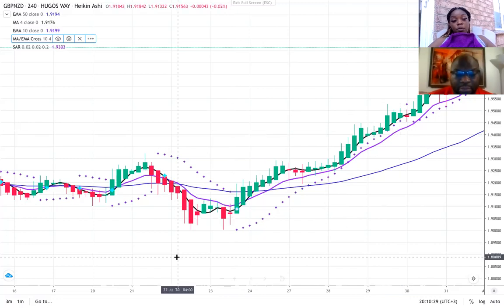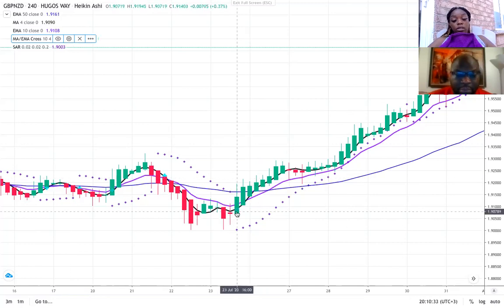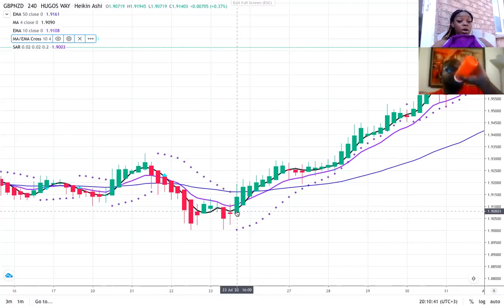Now I think that Lano no longer uses the Heikin-Ashi candles. I could be wrong. But I like to use the Heikin-Ashi candles, so I'm going to teach it this way.